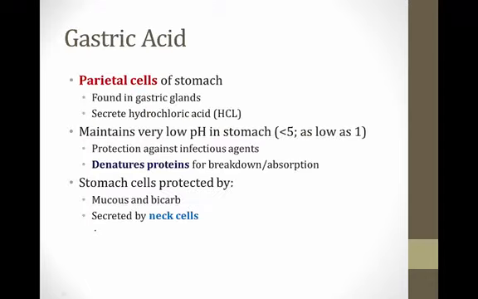The most important secretory product of the stomach is gastric acid, and gastric acid is secreted by the parietal cells in the stomach. These are found in the gastric glands. I'll show you a picture of that in a minute. And the parietal cells secrete hydrochloric acid, and that's what's responsible for the very low pH in our stomach. Our stomach is a very acidic environment. The pH is usually less than 5, and it can get as low as 1.